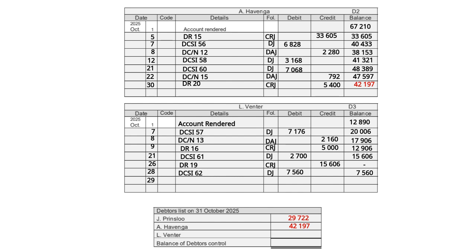We are only rectifying the discount error, so we know it will be our DAJ. It's a duplicate credit note that will be issued. And how we get the discount amount, we're going to go to the 28th. The sale on the 28th was 7560. So you're going to say 7560 times 15%, and that gives you an answer of 1134.